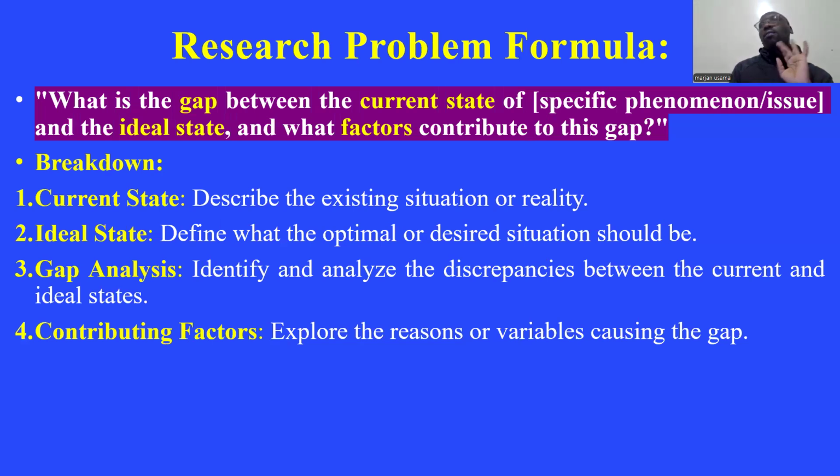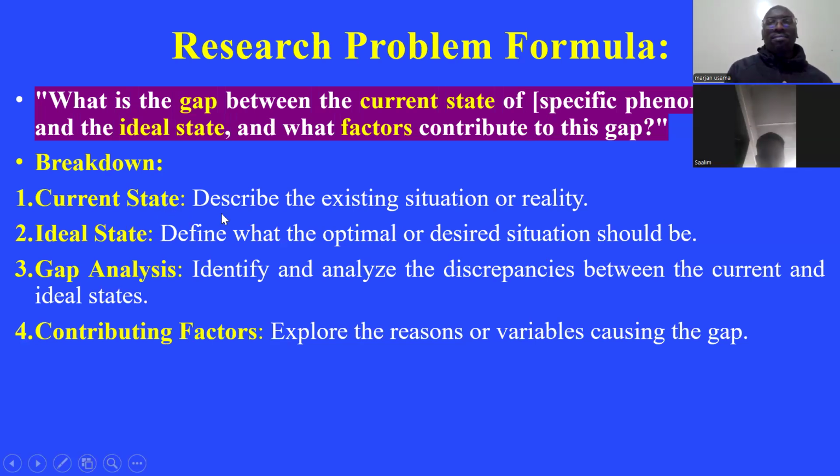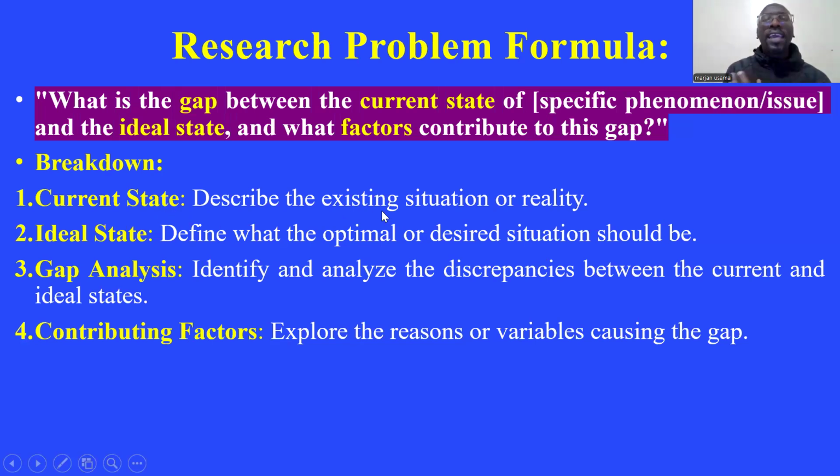So when you are explaining about your research problem, number one, the current state. You have to describe the existing situation or reality. ما هو الموجود في ماذا يحدث في الأرض الواقع؟ What is happening now? Then the ideal state. Define what the optimal or desired situation should be. Ideal state means that if there is no problem, what should be happening?